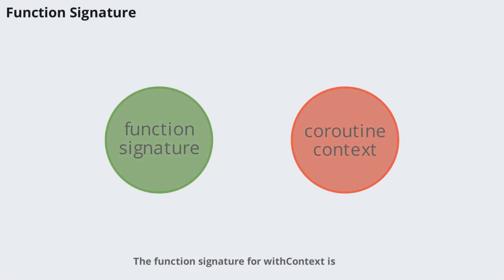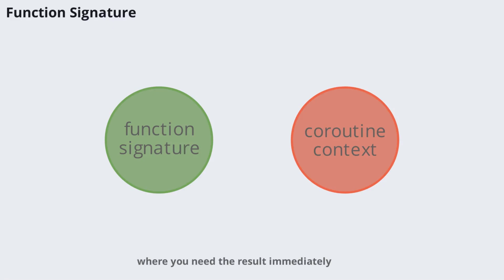The function signature for withContext is public suspend fun <T> withContext(context: CoroutineContext, block: suspend CoroutineScope.() -> T): T. The context parameter specifies the new coroutine context, such as a dispatcher, while the block is the suspending lambda to execute. The result of type T is returned after the block finishes, making withContext ideal for sequential tasks where you need the result immediately.